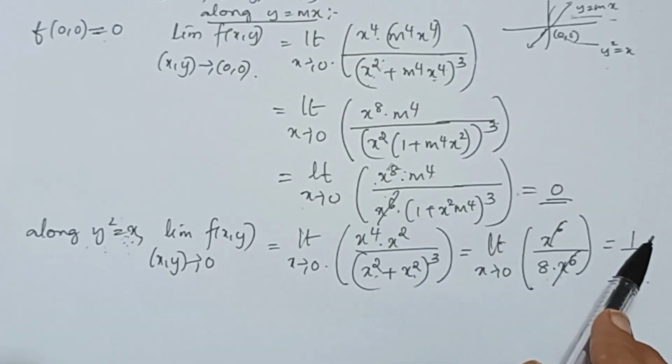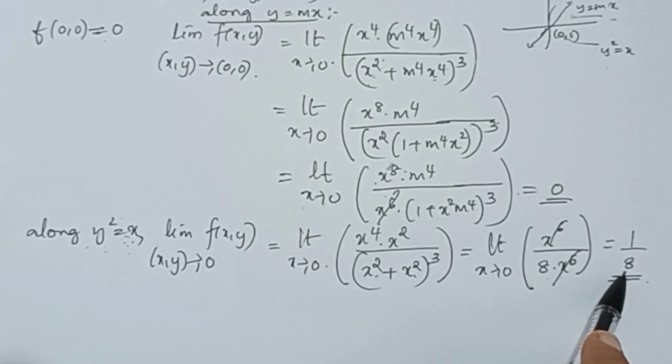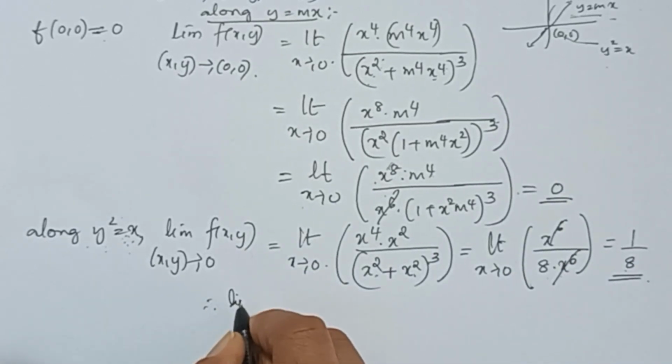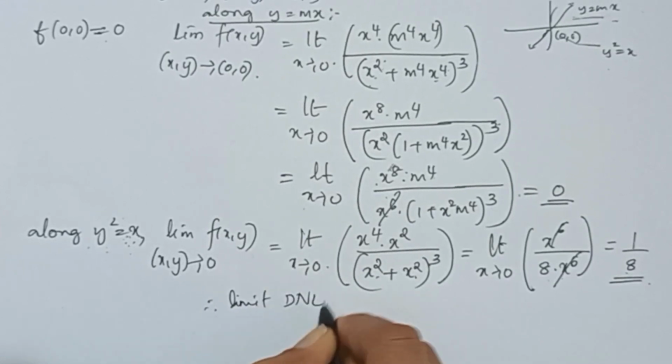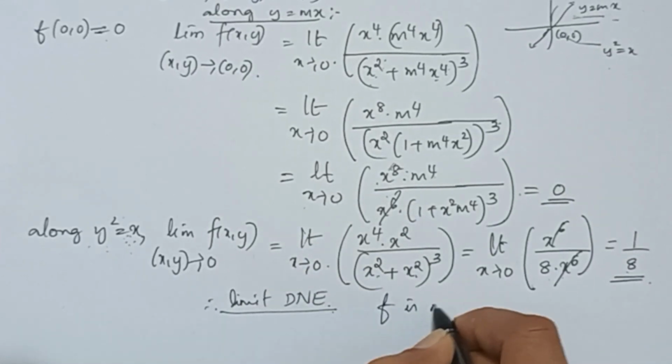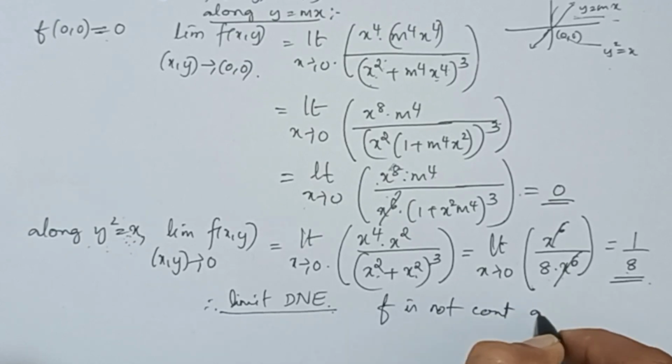If limit exists, then it should be unique. That is not obtained here. Therefore, limit does not exist. Hence, the function is not continuous at the origin.